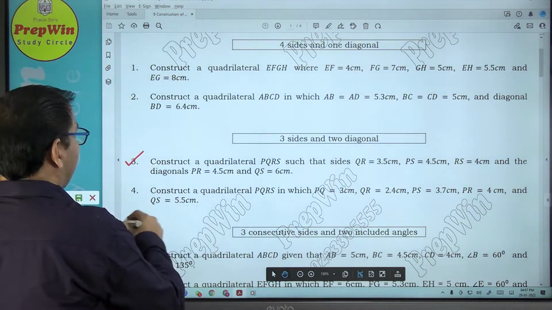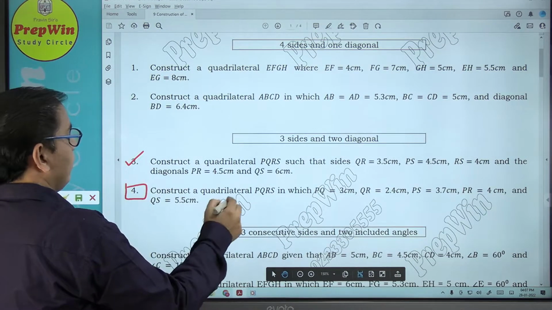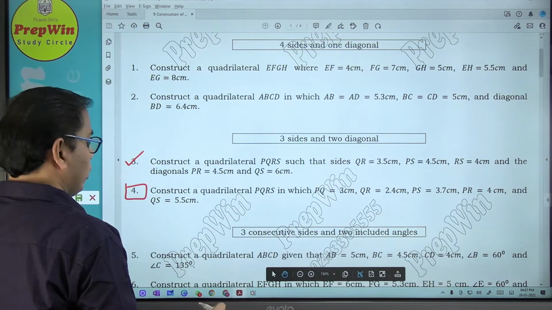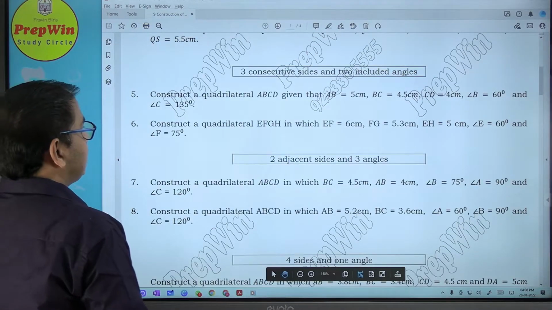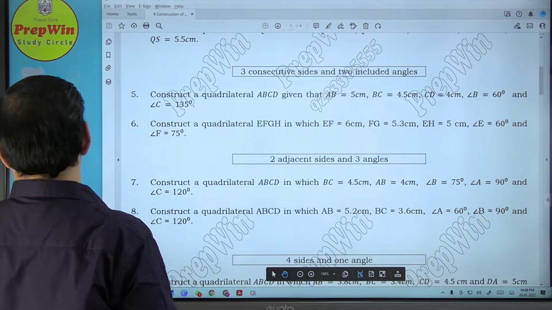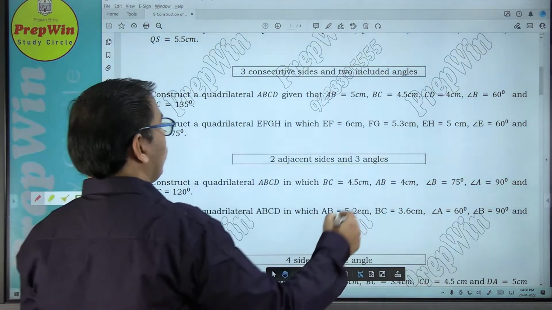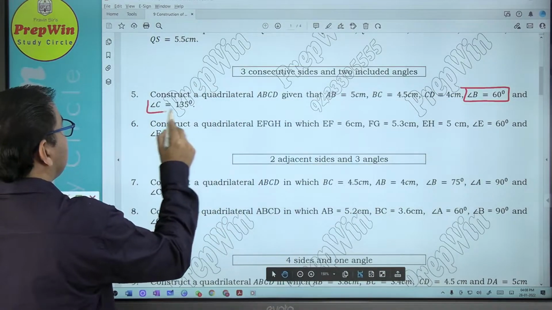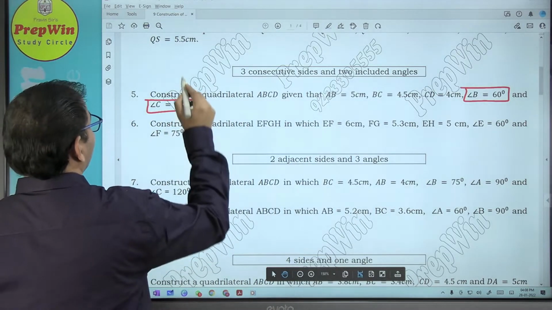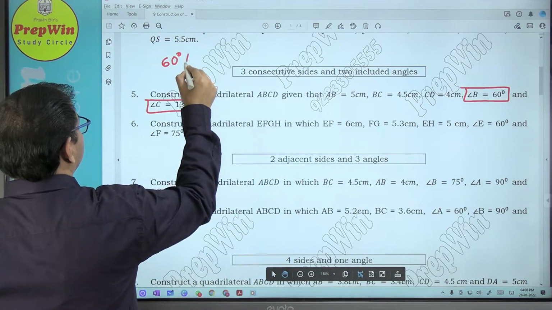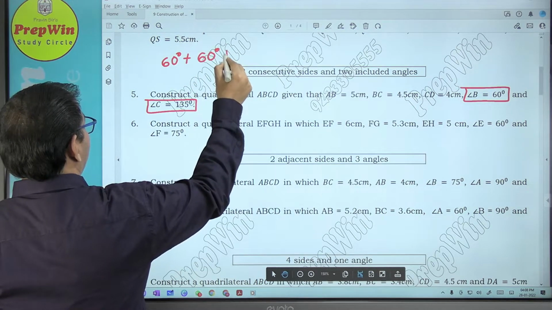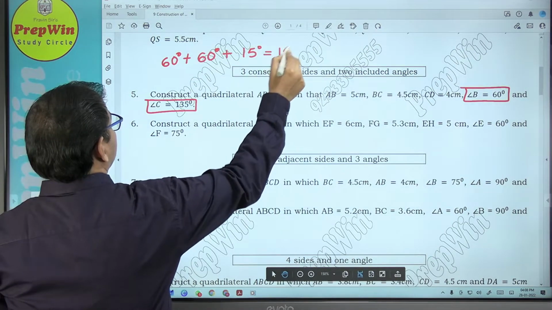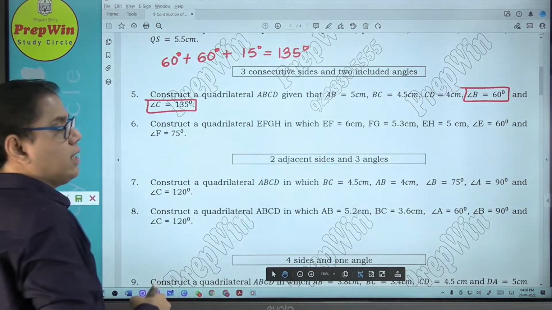One question we have done and another one is the same. Here also you have 3 sides and 2 diagonals. You will have to try it on your own. Now see, 3 sides and 2 included angles, and I am sure you know how to draw 60 degrees. 60 degrees is the easiest of all, and 135 degrees. What is 135 degrees? 60 degrees plus 60 degrees is 120, plus 15 degrees, is 135 degrees. So any idea how many bisectors you are going to draw?